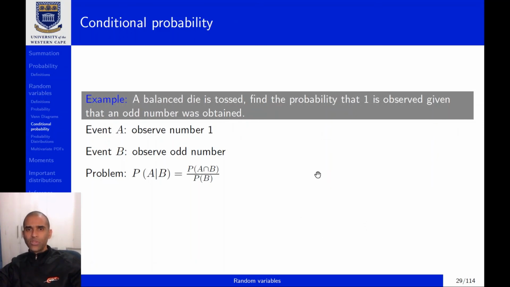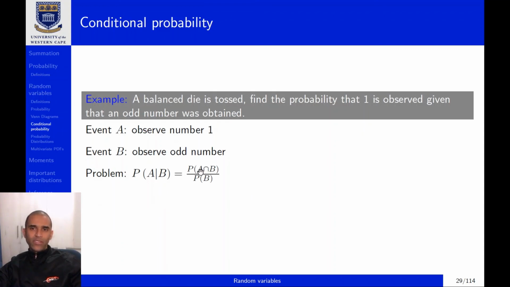So this slide just gives you a little exercise, a simple example of applying conditional probability. And in it, a balanced die is tossed or rolled, and we are asked to find the probability that we observe a 1 given that an odd number was obtained. Okay, so event A is observe 1, event B is defined as observe an odd number. So formulating it in symbols, we can write it as follows.